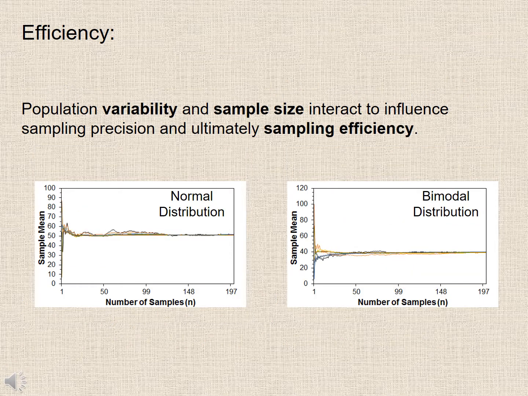When we bring these two effects together, we can see how population variability interacts with sample size to influence our sampling precision and ultimately our sampling efficiency. Under both of these scenarios, we can change our sampling design to improve our sample efficiency. We will look at this more in the coming weeks.